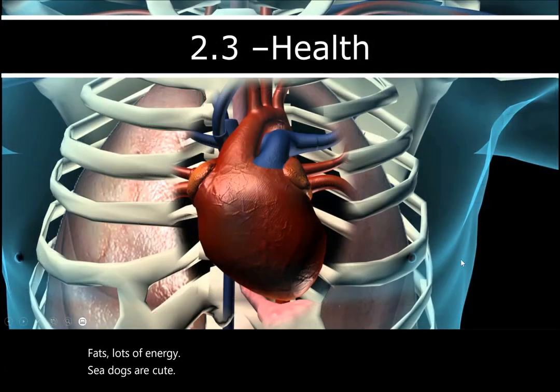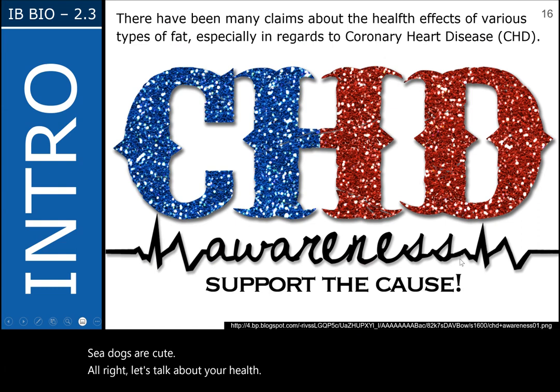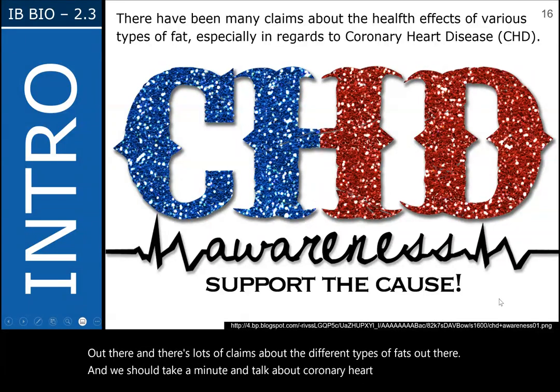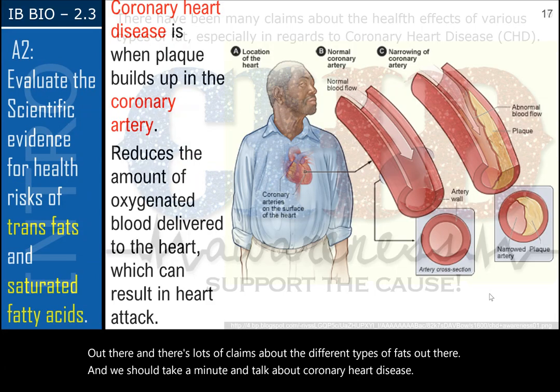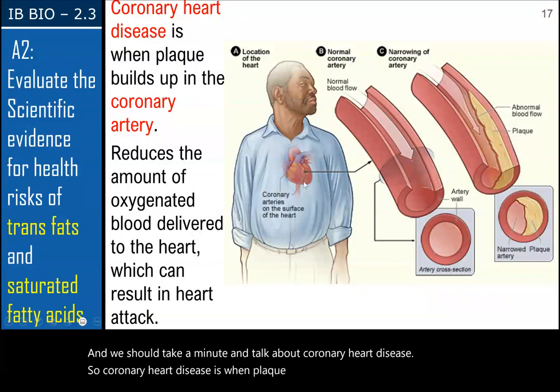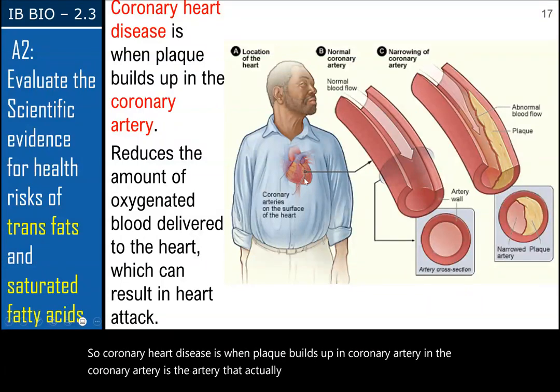All right, let's talk about your health. So, there's lots of fats out there, and there's lots of claims about the different types of fats out there. And we should take a minute and talk about coronary heart disease. So, coronary heart disease is when plaque builds up in the coronary artery. And the coronary artery is the artery that actually delivers blood to your heart so that your heart can function.